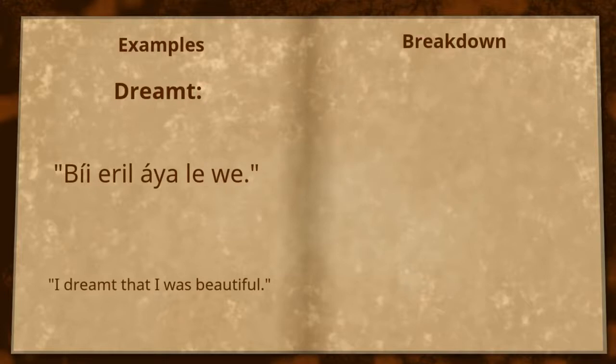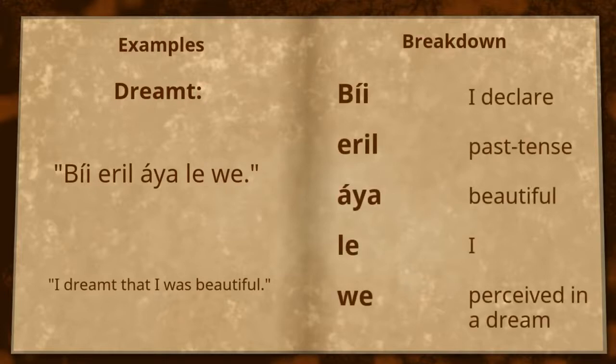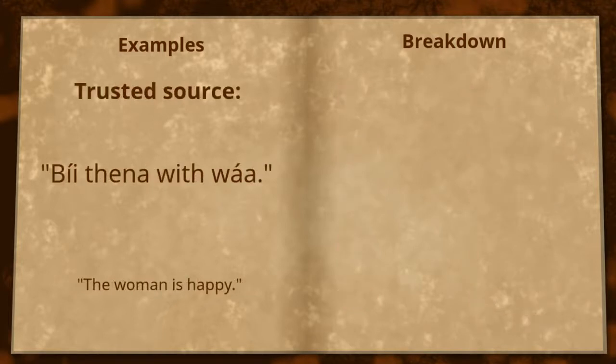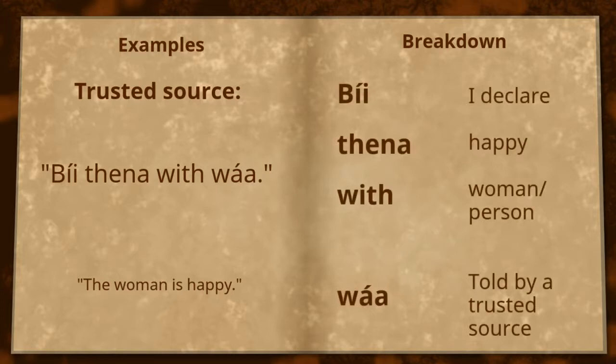Be eril aya lewe. This would be something that you perceived in a dream. Bethena with wa. Something that you have not perceived firsthand, but the person who told you that they perceived it is somebody that you trust, so you also trust that it's true.